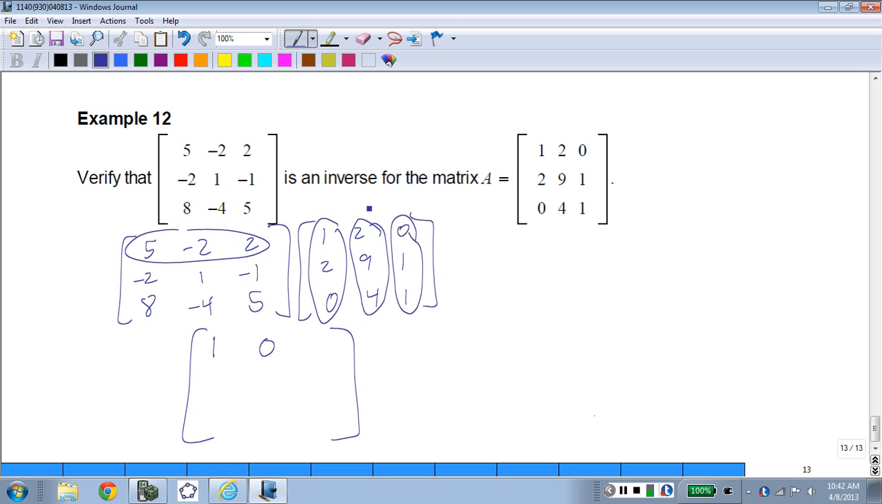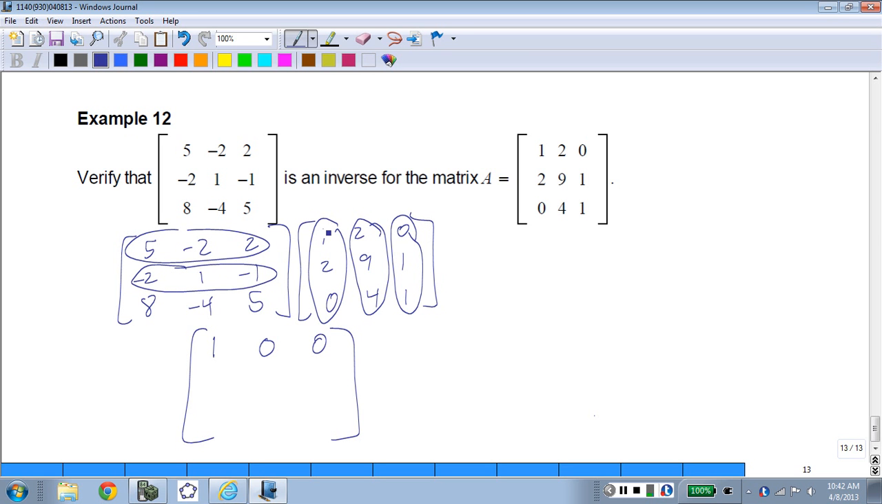5 times 0 is 0. So it's going to be negative 2 times 1, that's negative 2. 2 times 1, that's positive 2. So it's 0 plus negative 2 plus positive 2. And that's 0. 1 down, 2 to go. Multiply row 2 by each. Of course, your calculator will do this. If you punch the 3 by 3 matrices in, your calculator will do this.